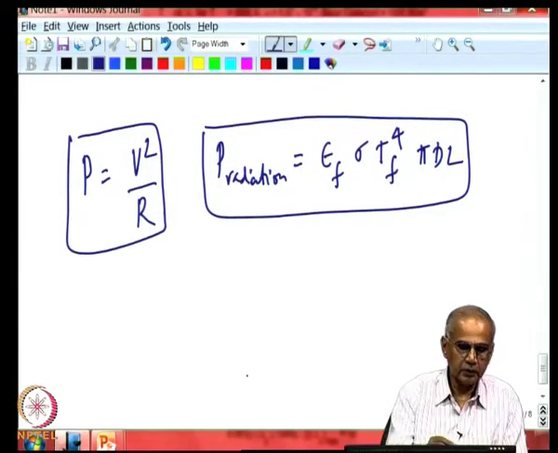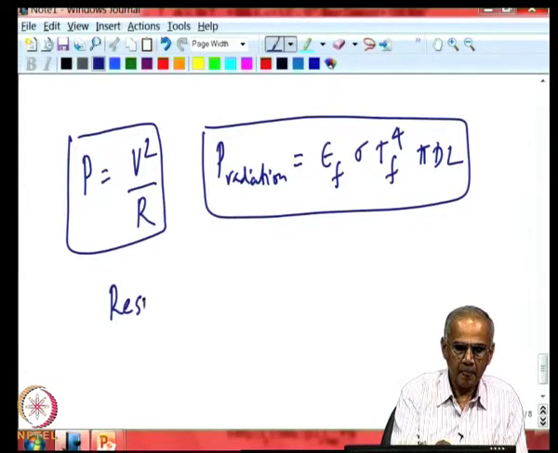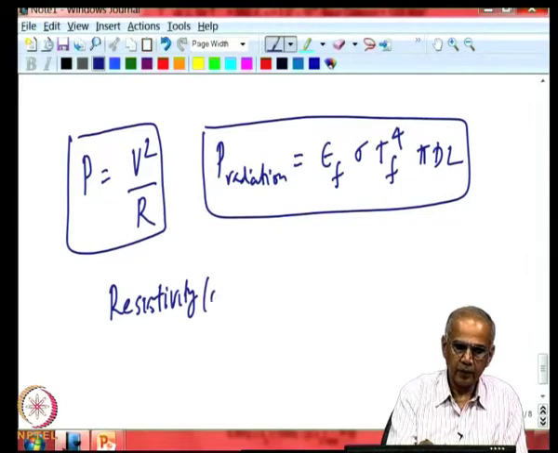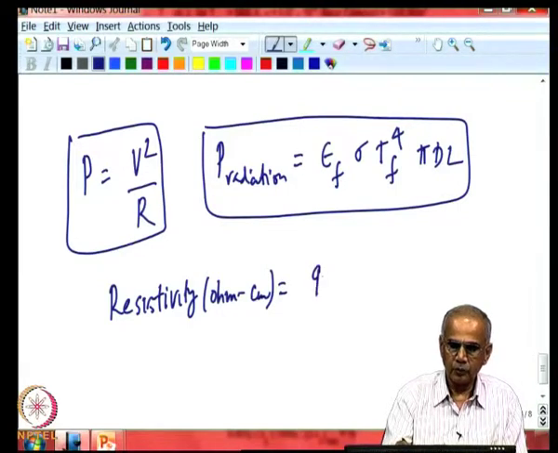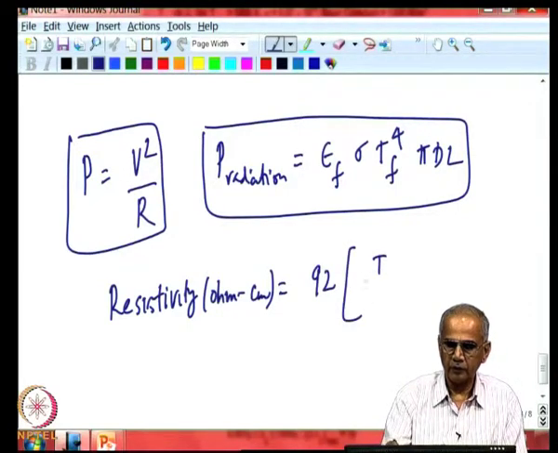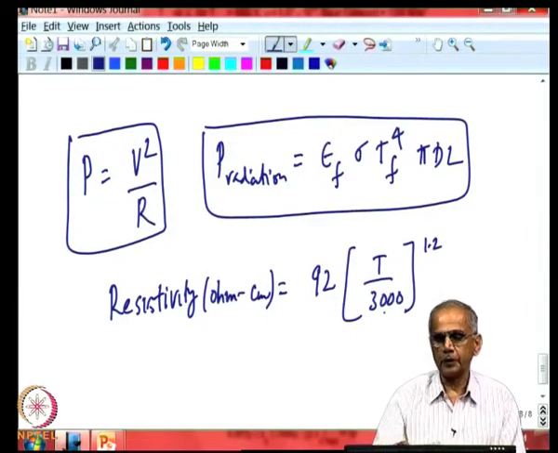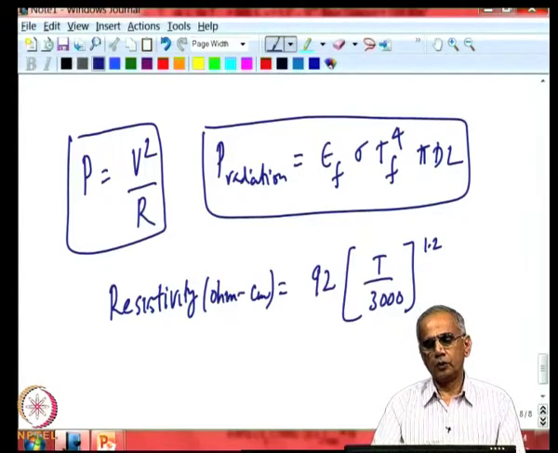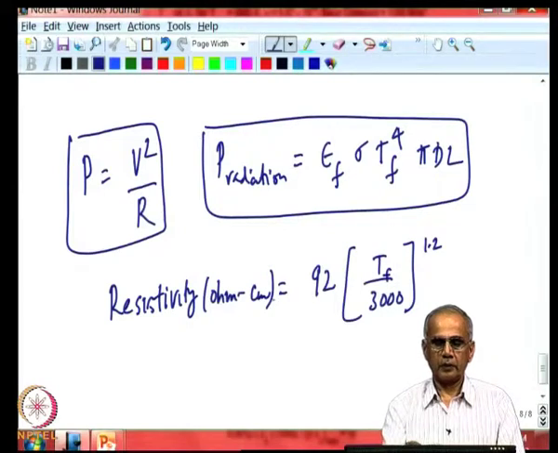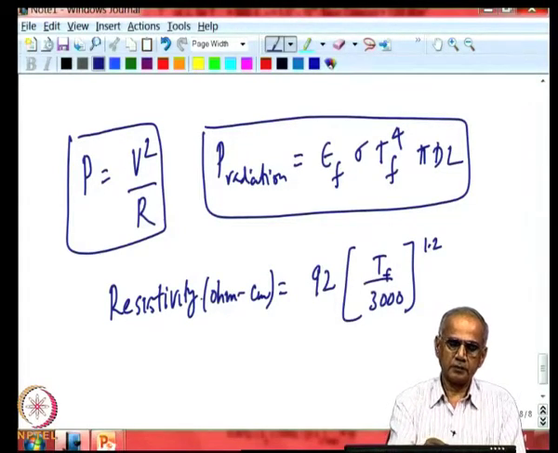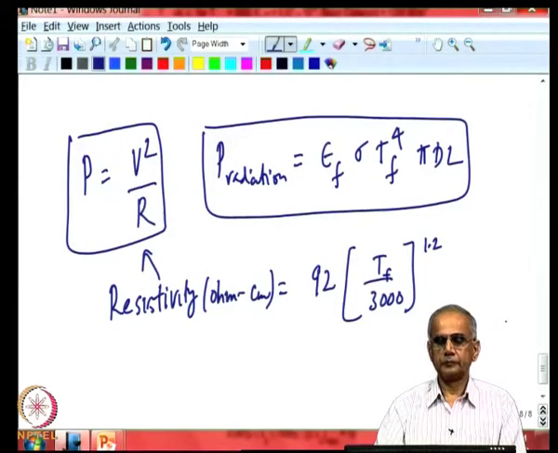At the same time, you must remember that the resistivity of the tungsten filament in ohm centimeters is 92 ohm centimeter at the standard value of (T/3000 degrees Kelvin) to the power of 1.2. So, this also has to be accounted for. So, once you know the temperature of the filament, you calculate the resistivity, from there you calculate the resistance, then you know the power generated, that has to be equal to the power radiated.